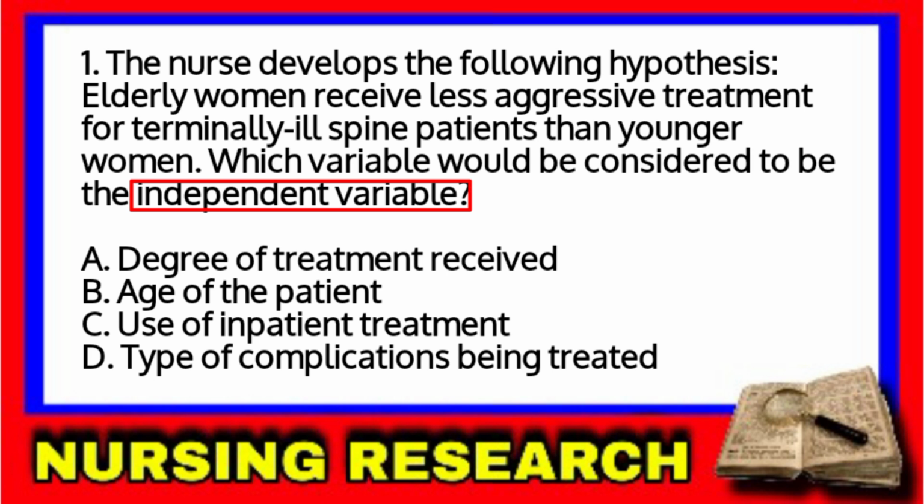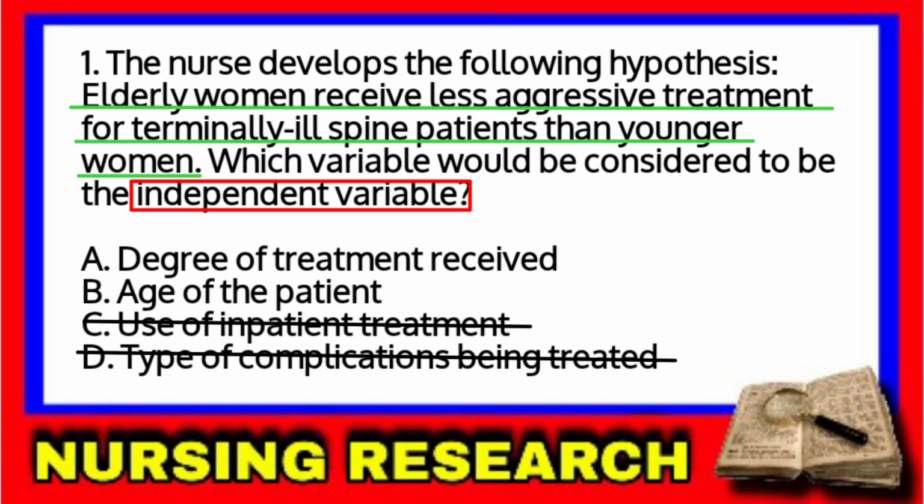So in your question number 1, ang hinahanap po natin dito is the independent variable of your hypothesis. Elderly women receive less aggressive treatment for terminally ill spine patients than younger women. So, alin po dito yung ating independent variable? So, kung maalala po natin, pag sinabi po natin independent variable, that is the cause of your study. It is the presumed cause of the study. So, dito sa ating question number 1, una nating tatanggalin dito yung use of inpatient treatment at saka itong ating type of complication being treated.